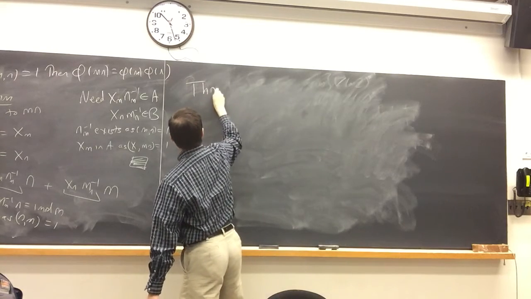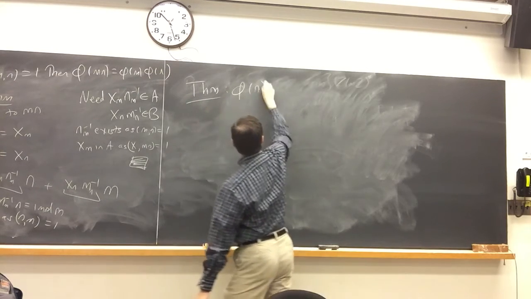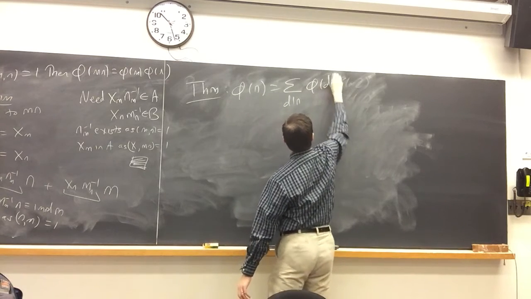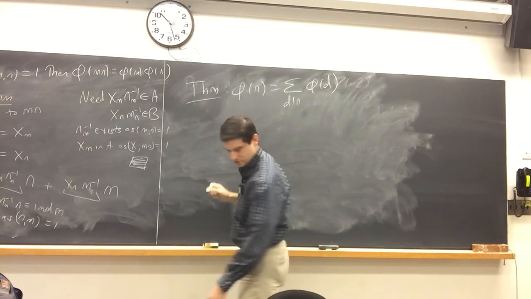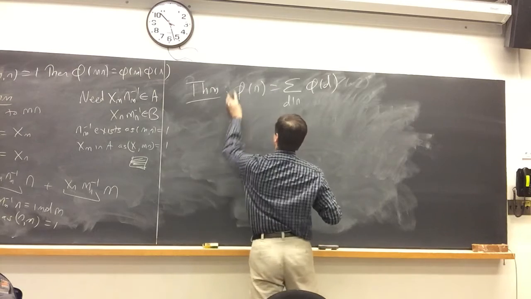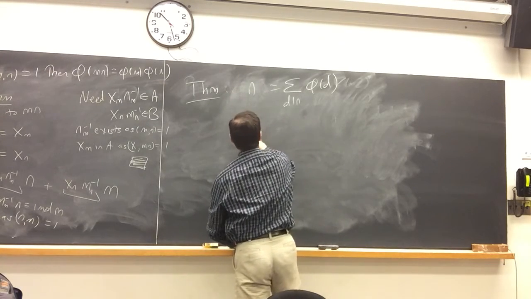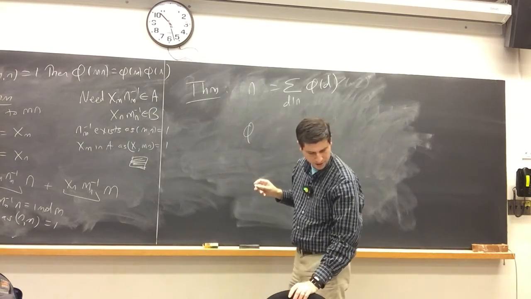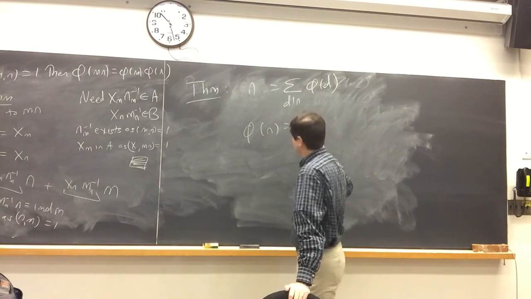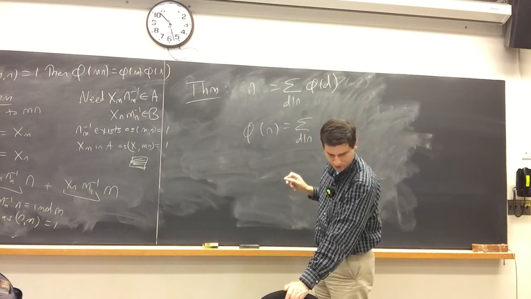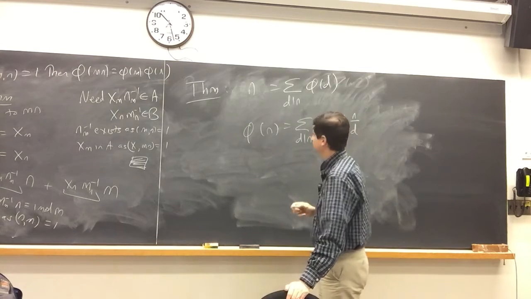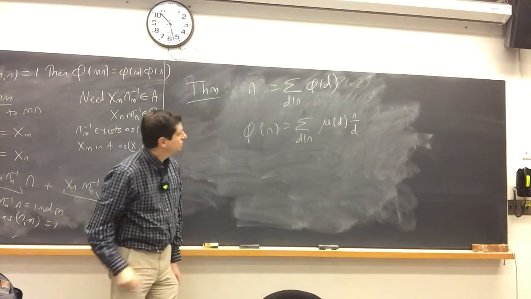So theorem: n is the sum over d dividing n of phi of d. Making sure I'm doing this right. Oh, I'm sorry, this is n, sorry. That looks long. And then phi of n is the sum over d dividing n. In the book, there's two different ways to write it. They want to write it this way: mu of d times n over d. OK.